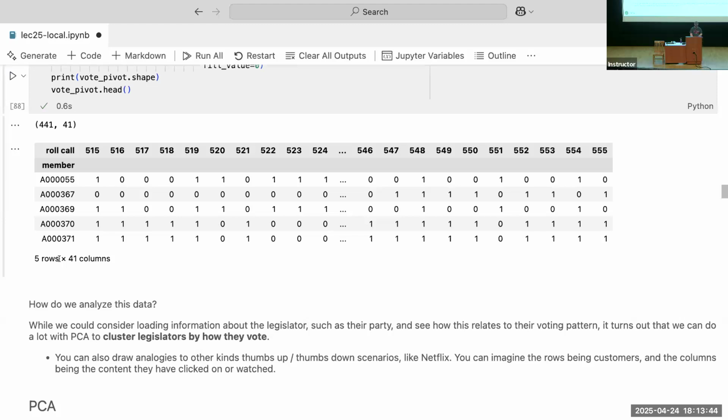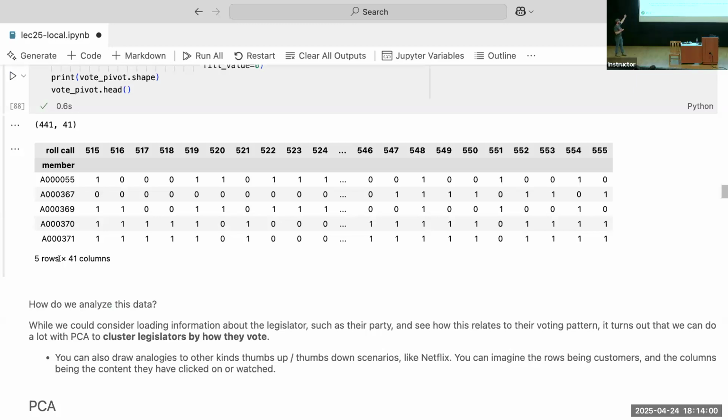We have all of the members of Congress in that time, or all the members of the House of Representatives at that time. Each column represents a particular bill that they voted on in September 2019. So we have a bunch of zeros and ones, if they voted yes or they voted no.